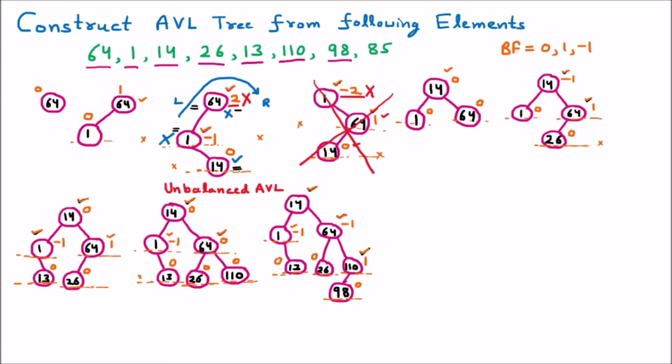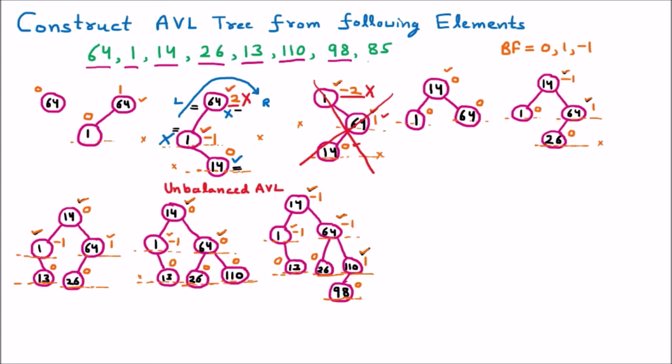So 2 levels are there. On the right we are having 1, 2 and 3. So 2 minus 3 is minus 1. All the nodes are either 0, 1 or minus 1 of balancing factor. This is the balanced AVL. So no problem. Now we are inserting the next node here.